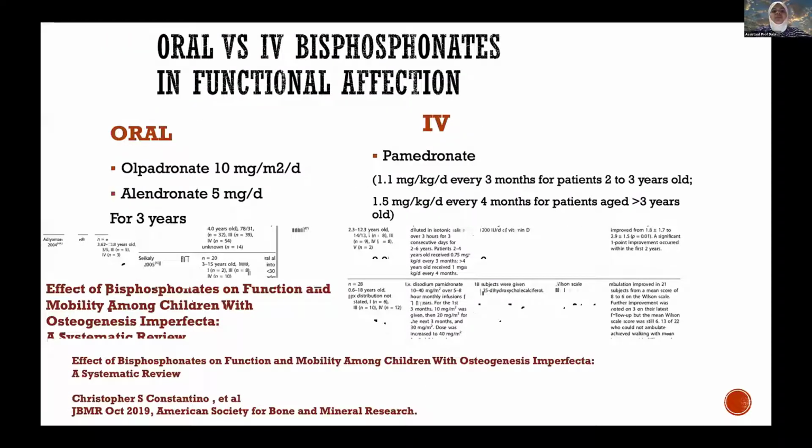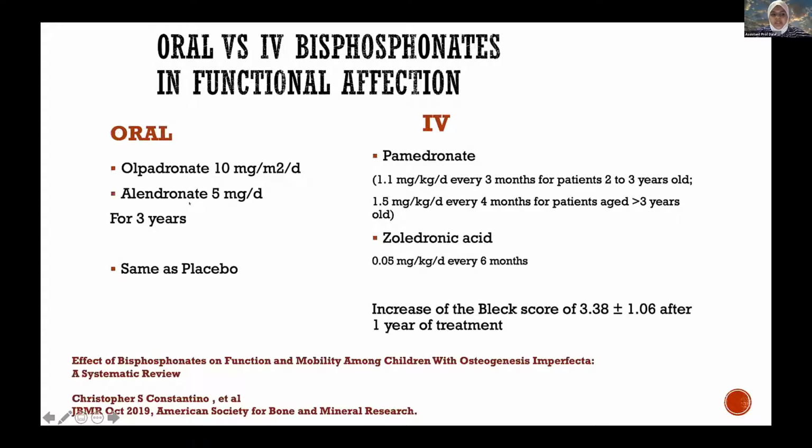Their final conclusion was on the functional level, and they used something called the Bleck score, which I'll mention in a second. So for the oral olpadronate or alendronate doses, even if you use them for more than 3 years, they did the same as placebo for the patient's function. They helped a bit with the mineral density, but they did not help in the long term using it alone or with surgery on the patient's mobility. But the IV, either the pamidronate or the zoledronic acid with the different dosing or spacing, increased their Bleck score around 3 points in the first year.